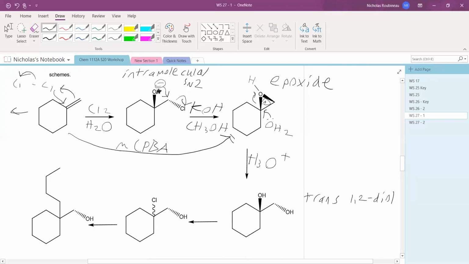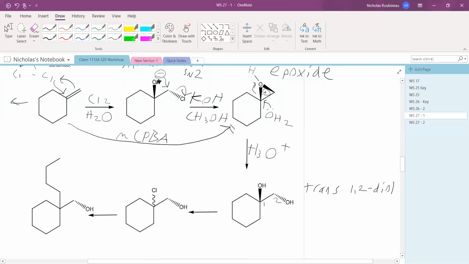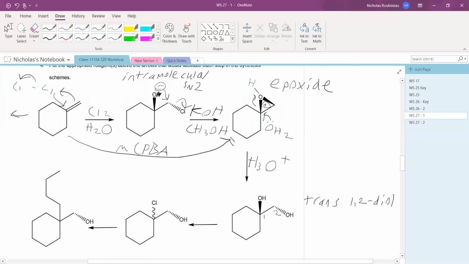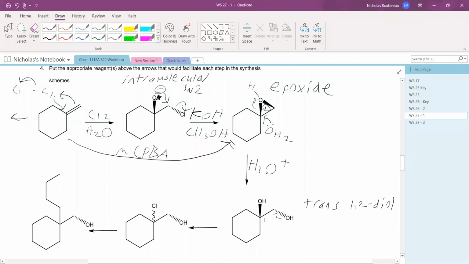And it's a 1,2 diol because we have two oxygens, which are named with an ol suffix, right next to each other. They're trans because they're trans to each other. There's another way you learned how to form 1,2 diols, which I believe comes up later, so I'm not going to go over it right now, but this is how we form trans 1,2 diols. You form an epoxide and you open it with acid.